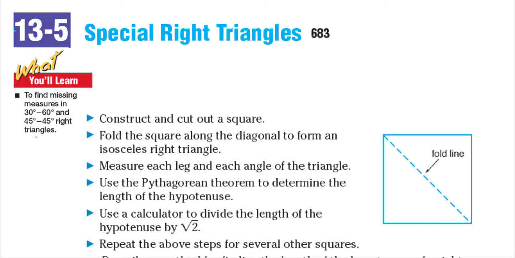Special right triangles: you learn to find missing measures in 30-60-90 and 45-45-90 right triangles. Let's consider this activity. Construct and cut out a square. Let me read the directions and then we'll demonstrate it.